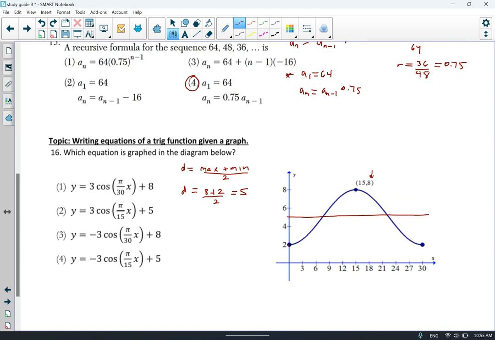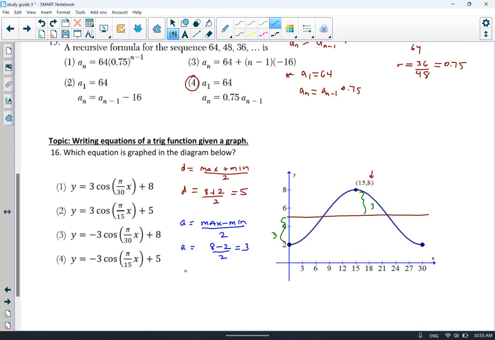And you can either get the amplitude by looking at the graph. So 5 minus 2 is 3, and 8 minus 5 is 3. So we know the amplitude is 3, but some people just feel more comfortable with the formula. And so that would be max minus min over 2. So that would be 8 minus 2 over 2. That's 6 over 2, which is 3. So we can show that two different ways.